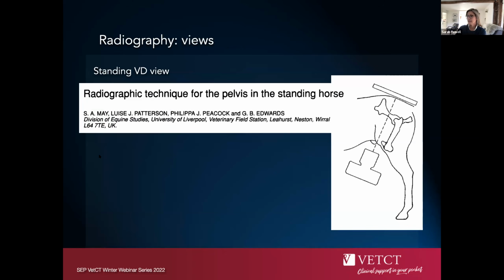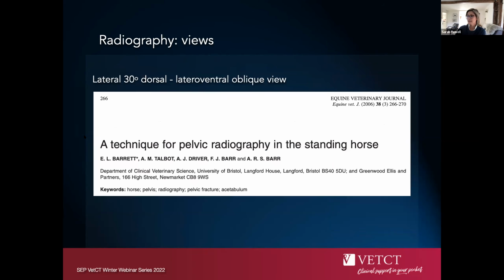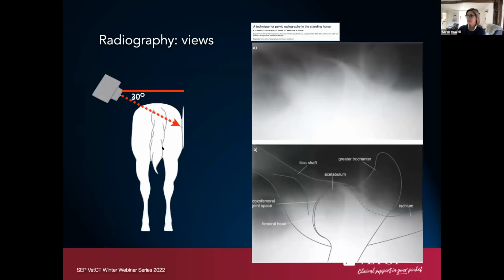I just wanted to say about the ventrodorsal technique. This is from the short communication in EBJ from the early 90s when it was first described, and then the 30-degree dorsolateral ventral oblique view has taken over from that. With this standing view, it's very important to sedate the horse well and evacuate the rectum so that you've got good contrast. And you vertically position the plate on the area of interest, so you're shooting through quite a lot of muscle mass.